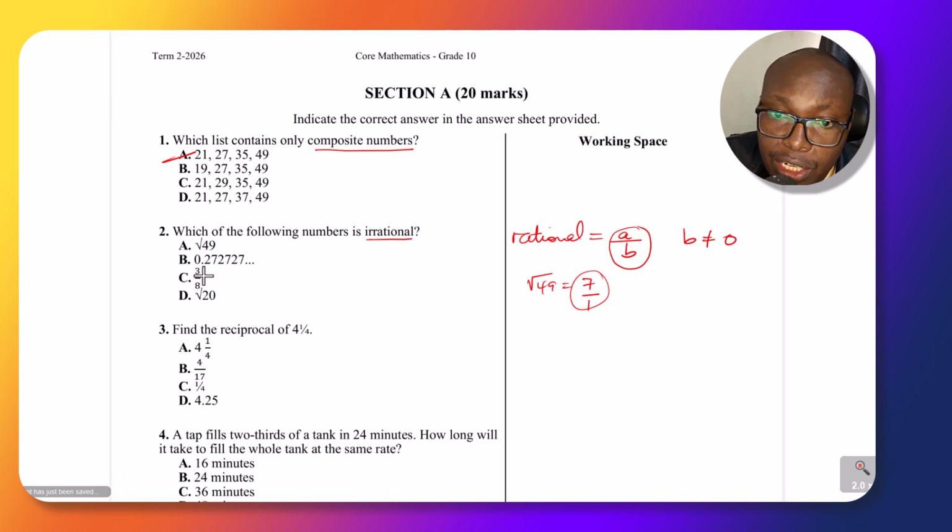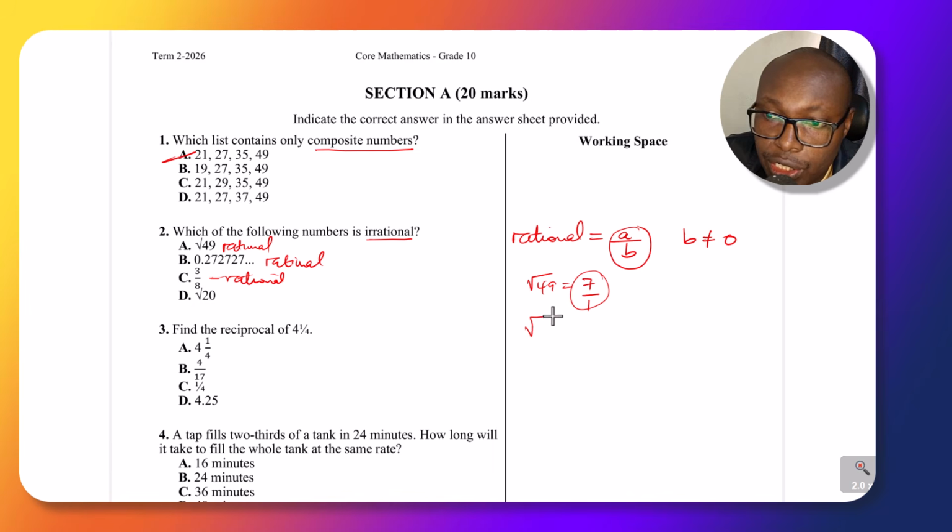Then 3 over 8, of course, that is so direct. That number has already been expressed in the form A over B, where A is 3 and B is 8, so that one is a rational number. Then B is also a rational number. And then C is also a rational number. And then definitely D should be the solution.